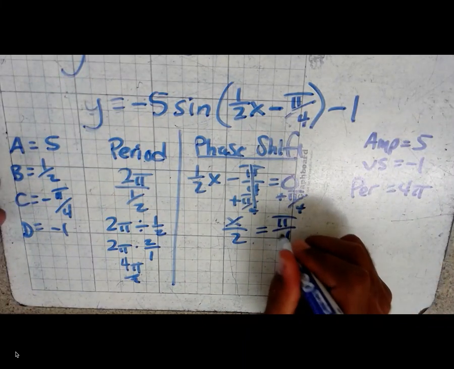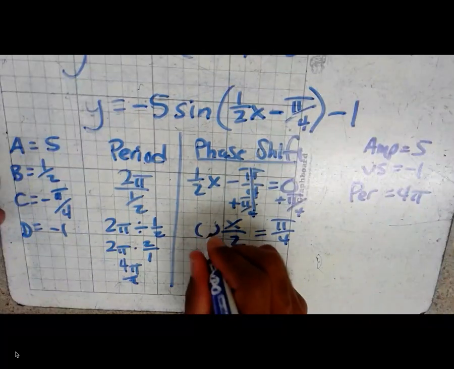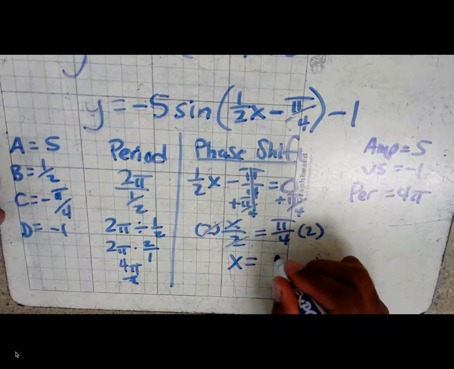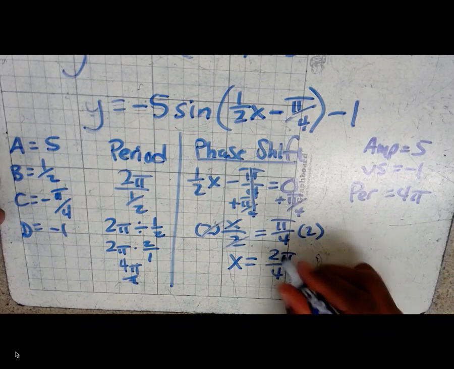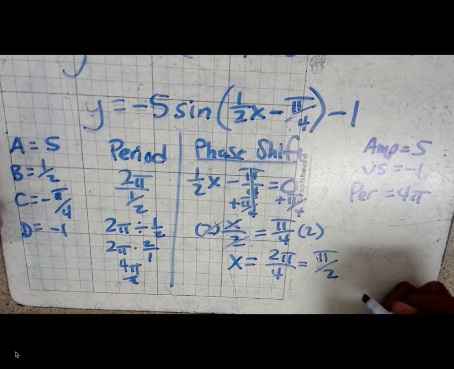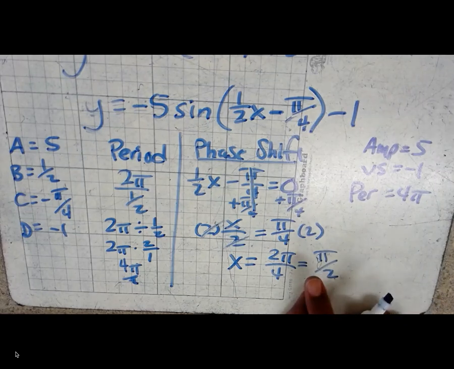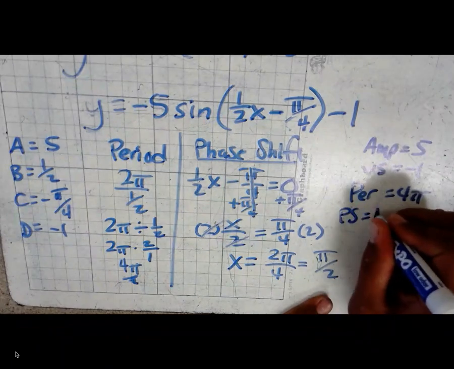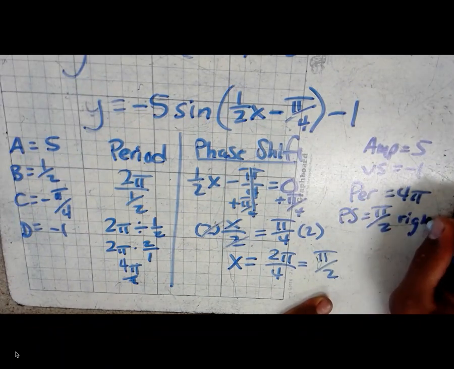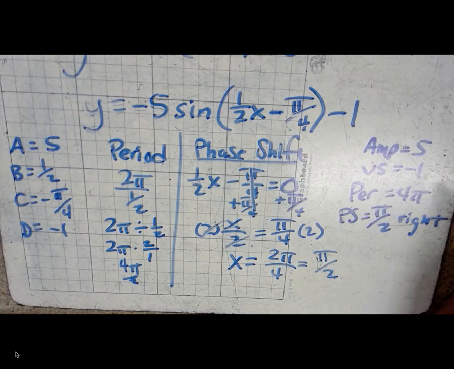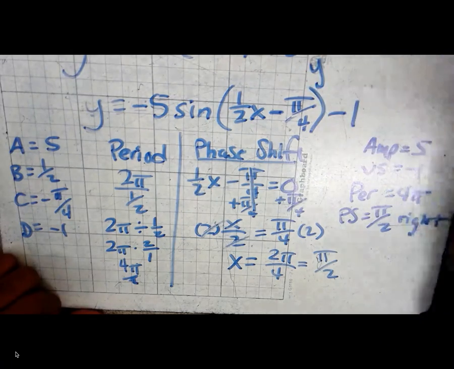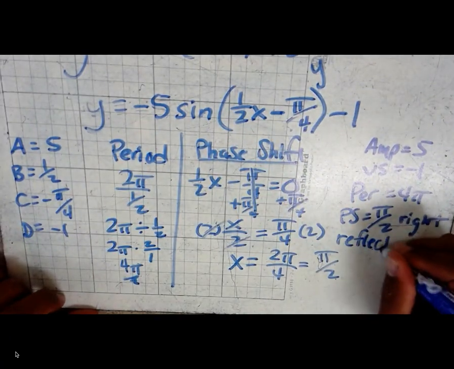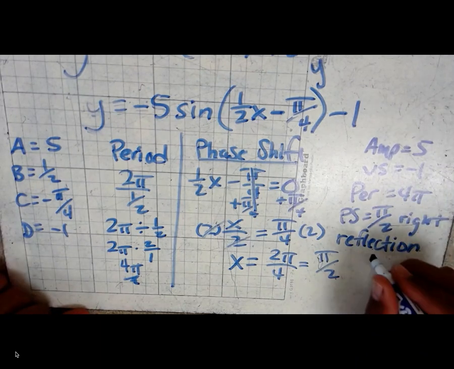Okay, so now I got x over 2 equals pi over 4. Now I just need to get x by itself, so what I can do is multiply 2 on both sides. The 2 cancels there. And now we have 2 pi over 4, which I can reduce to pi over 2. So that's the phase shift, it's going to move pi over 2 to the right. Okay, so that's how you do that. Oh, and one last thing. There's a negative there. So that means there is a reflection. So I'll just write that in there, that there is a reflection.